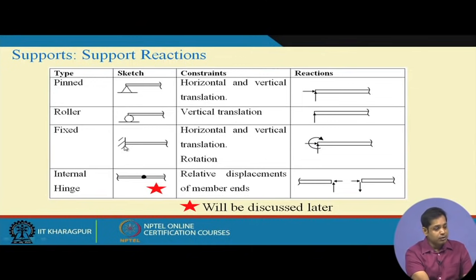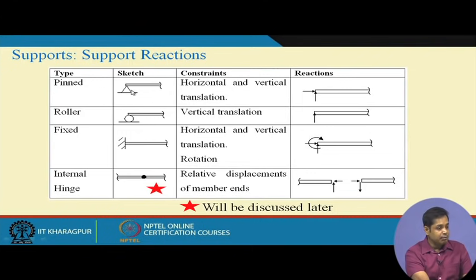Now, since it is a fixed support, it also restricts the rotation. How is the rotation restricted? Rotation is restricted by applying a reaction moment in a particular direction. So, if I have to remove this support, then this support has to be represented by two reaction forces and one moment. By the combination of these three, two forces and one moment, all the degrees of freedom at this point are restricted. So, this is the characteristic of fixed support.